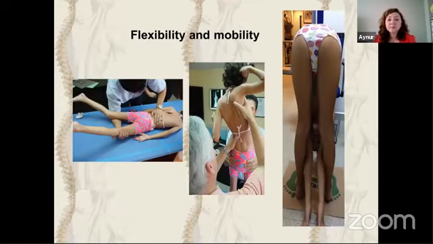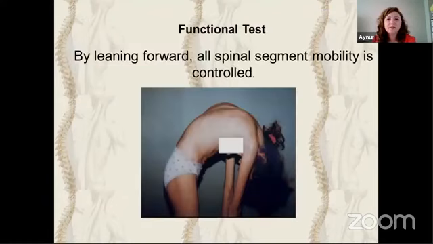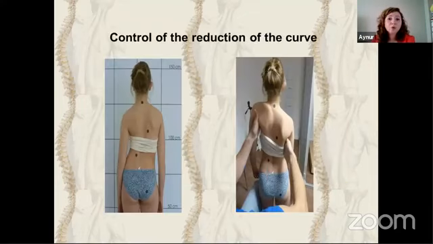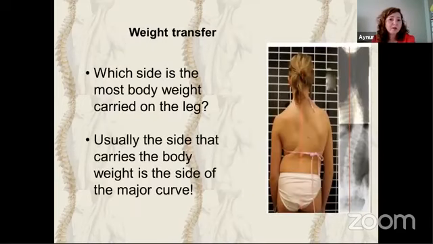You must look at flexibility and mobility of the patient from different sides. We must do functional tests. By leaning forward, all spinal segment mobility is controlled. Spine and pelvis range of motion are monitored. Control of the reduction of the curve is important. Weight transfer: which side is the most body weight carried on the leg? Usually the side that carries the body weight is the side of the major curve. We can evaluate this.